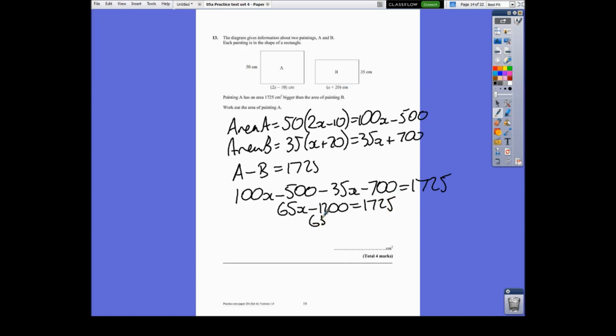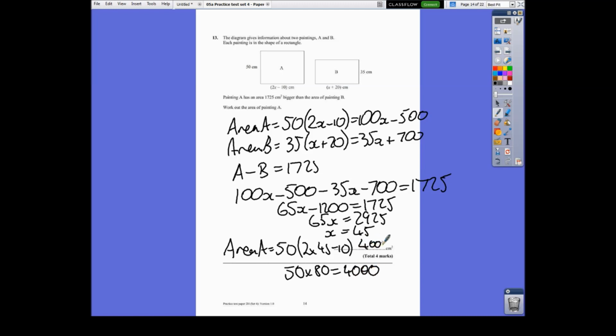So 65x equals 2,925. So x, dividing by 65, will give us 45. Now, we're not after x, we're actually after the area. So the area of A would be 50 times 2 lots of 45, take away 10. So 2 lots of 45 take away 10 is 80. So 50 times 80 is 4,000 centimetres squared. Just fit that on the answer line.